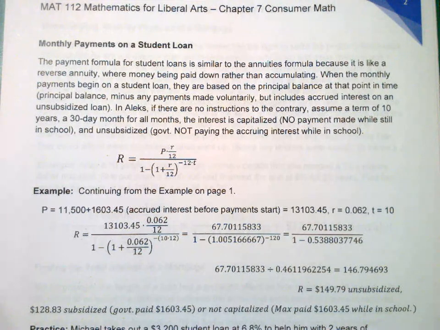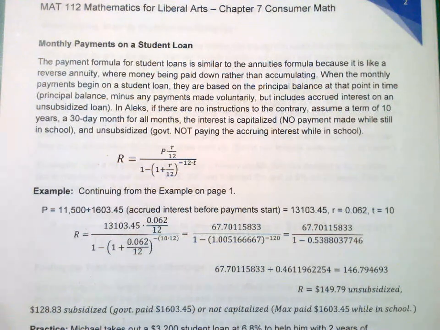So the payment formula for the student loan is very similar to the annuities formula because it's like a reverse annuity, where the money is being paid down rather than accumulating for your future. When the monthly payments begin on a student loan, they are based on the principal balance at that point in time. The principal balance minus any payments made voluntarily, but includes accrued interest on an unsubsidized loan.